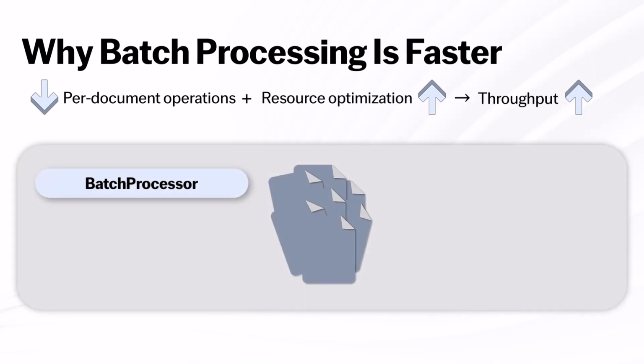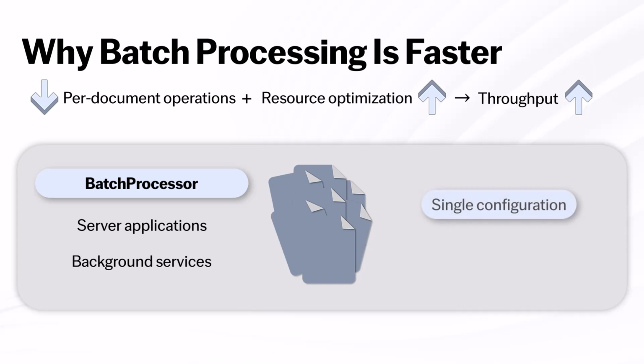The batch processor is specifically designed for server applications and background services that process large volumes of documents, especially when the workflow is repeatable across many inputs. For example, digitizing and converting large document collections. Batch processing is primarily intended for scenarios involving large volumes of independent, typically single-page documents that share identical processing rules. It also simplifies repetitive processing.